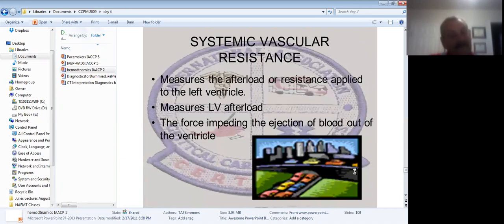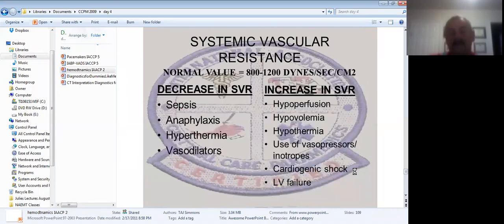So another thing this gives us is systemic vascular resistance. This measures afterload, again, applied to the left ventricle. This is the force impeding ejection of blood out of the ventricle. It's a really important finding. It's measured in dynes per second per centimeter to the fifth, and the norm is 800 to 1200. So think about squeeze, okay? With systemic vascular resistance, you're able to measure squeeze. So what would decrease squeeze? Things like sepsis, anaphylaxis, hyperthermia, vasodilators, things like true spinal shock. These would decrease systemic vascular resistance.